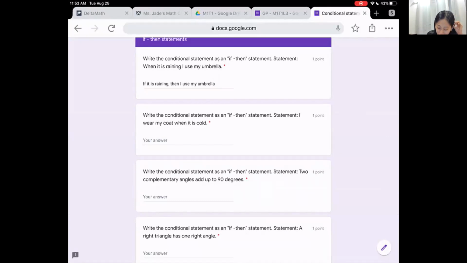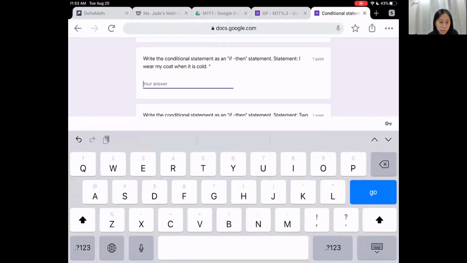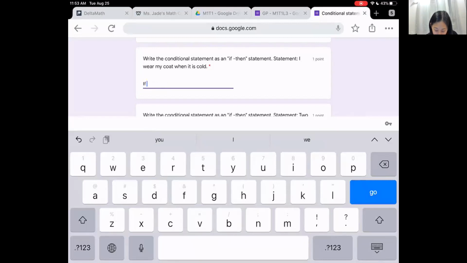Next one. Write the conditional statement as an if-then statement. Statement: I wear my coat when it is cold. Can somebody tell me what I should type? If it's cold, then I'll use my coat. Yes. If it's cold, then I wear my coat. I know, very specific. But if you wrote that on a test, I would say you're correct anyways. If it is cold, comma, then capital I, wear my coat.